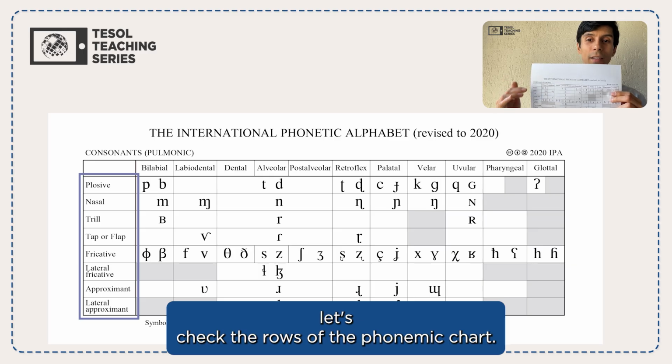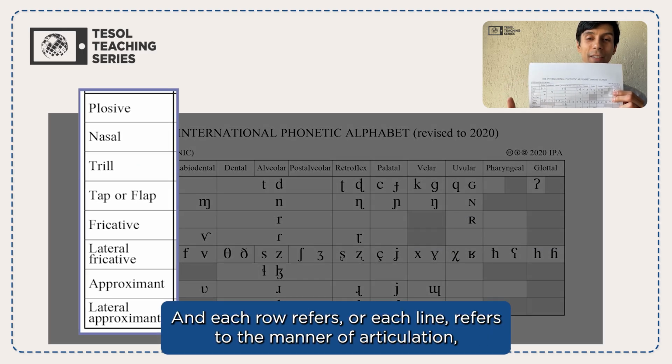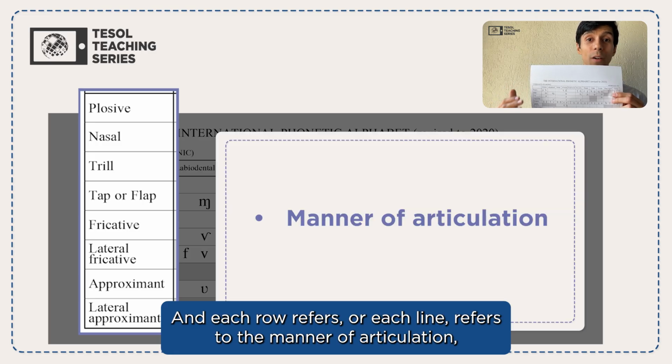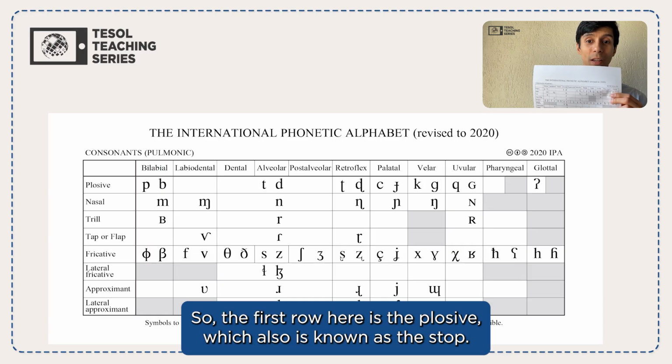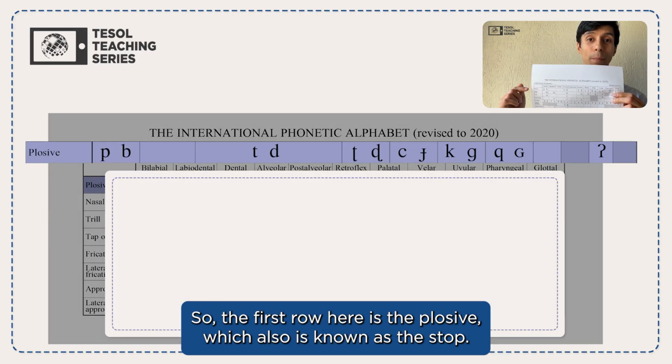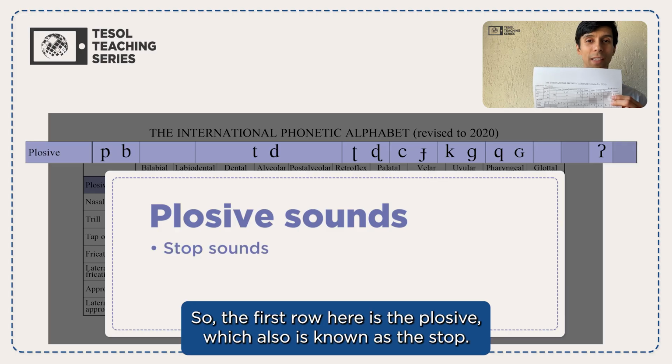Second, let's check the rows of the phonemic chart. Each row refers to the manner of articulation, or how the air is blocked when it's expelled out of our mouths. So the first row here is the plosive, which is also known as the stop.